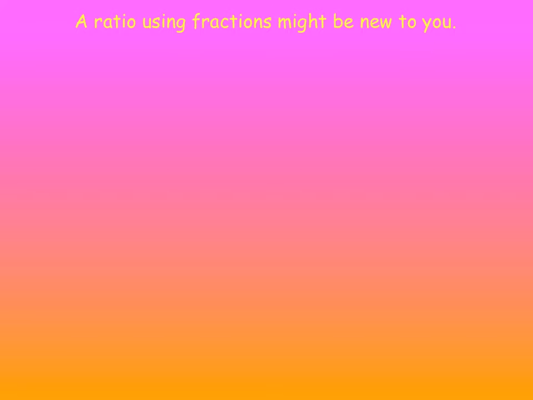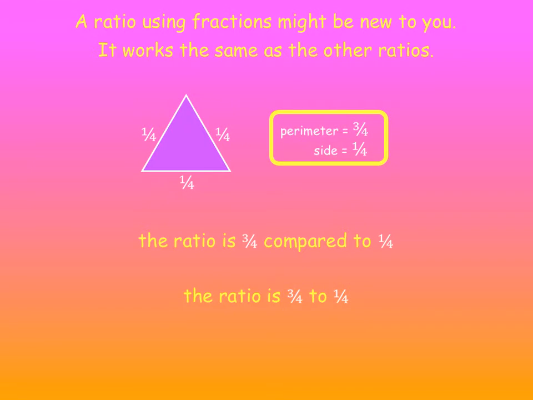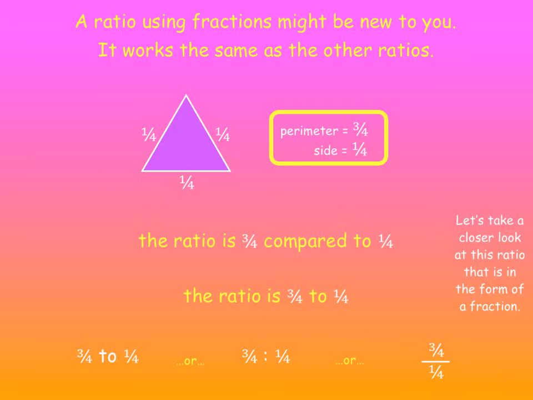A ratio using fractions might be new to you. It works the same as the other ratios. Here we have the ratio of the perimeter to the side, 3/4 compared to 1/4. The ratio is 3/4 to 1/4. Let's take a closer look at this last ratio that is in the form of a fraction.